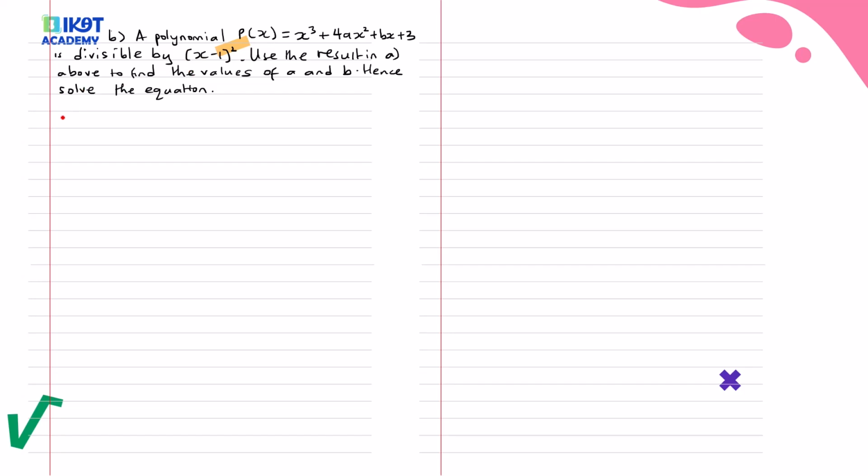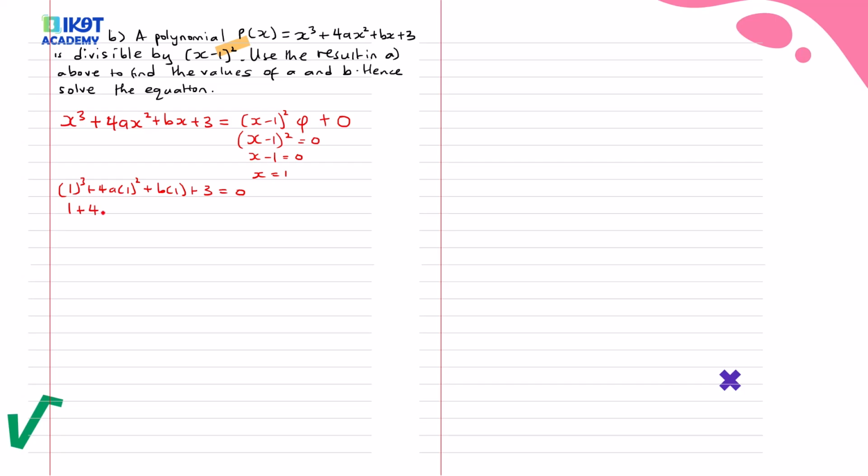So meaning we're going to say x cubed plus 4ax squared plus bx plus 3 is equal to x minus 1 squared times the quotient plus the remainder of 0, since it's a factor. Then we say x minus 1 squared is equal to 0. Find the square root on both sides: x minus 1 is 0. So x is equal to 1. We substitute 1 in here. We have 1 cubed plus 4a times 1 squared plus b times 1 plus 3 is equal to 0. So we have 1 plus 4a plus b plus 3 is equal to 0.